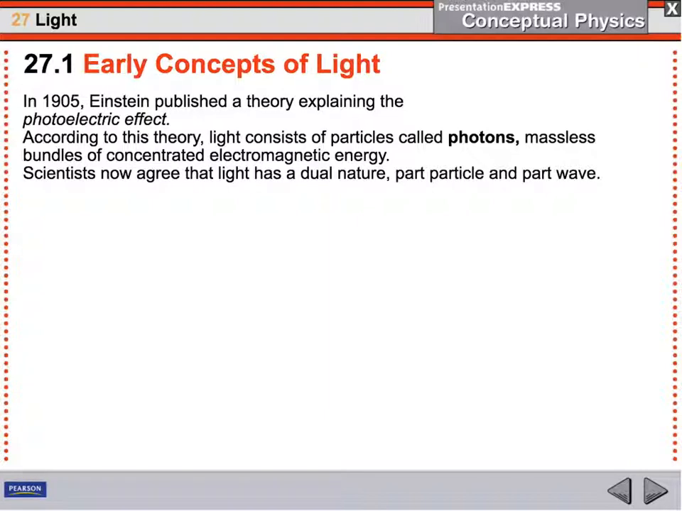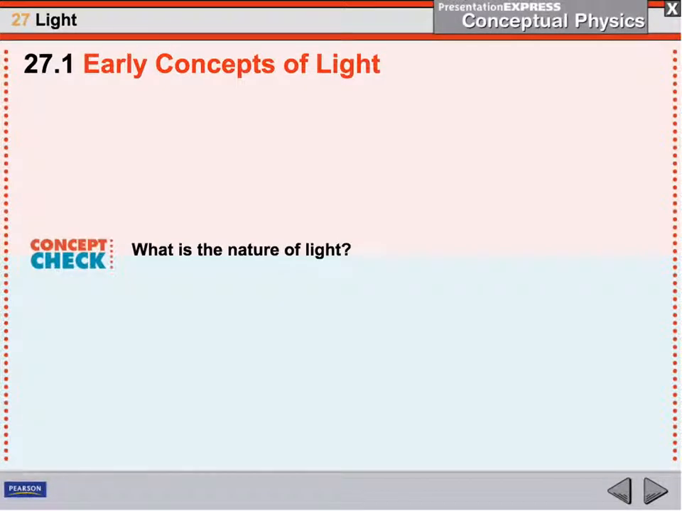In 1905, Einstein published a theory explaining the photoelectric effect. According to this theory, light consisted of particles called photons. These are massless bundles of concentrated electromagnetic energy. Scientists now agree that light has a dual nature, part particle and part wave. So what is the nature of light? Well, it's two parts really.